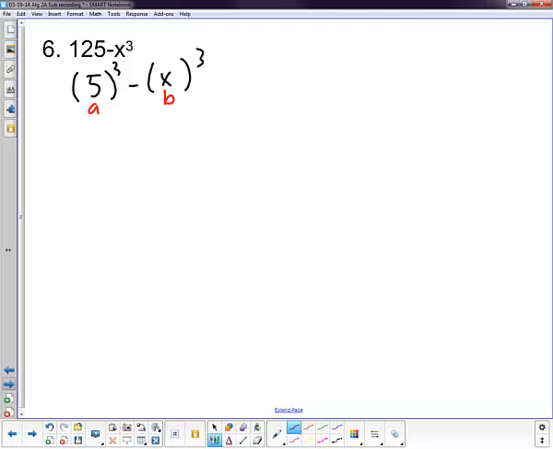So for this one, we're talking about a difference of cubes. So it's a minus b, which is 5 minus x, times a squared, which is 5 squared, or 25, plus ab, which is 5x, plus b squared. In this case, b is x, so b squared is x squared. A little bit of a trick there, but nothing has changed. You do it the same way. Let's continue on our little mathematical journey.